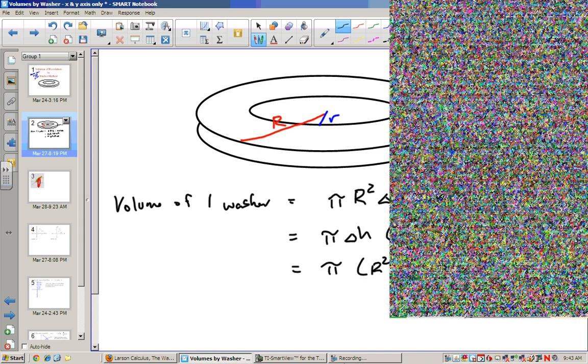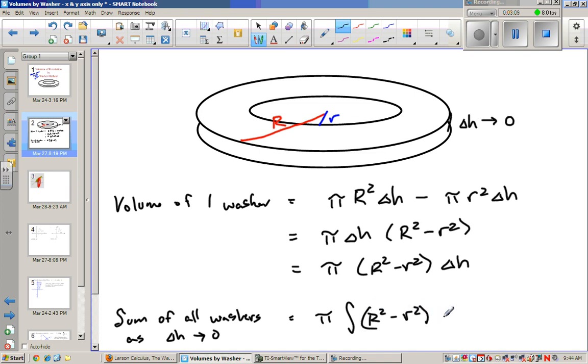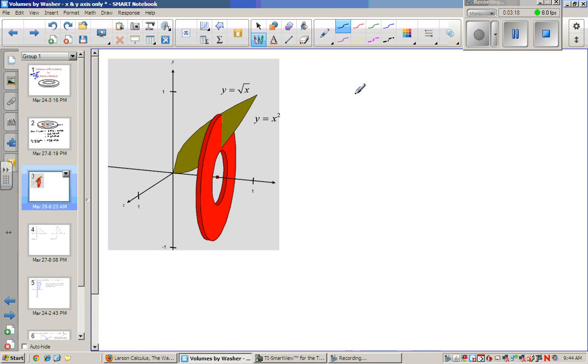So this is the volume of one washer, but if I want to have the sum of all my washers as delta H approaches 0, now I use an integral. I've got pi, the integral, big R squared minus little r squared, and as delta H approaches 0, we call it dH. That is the formula for washer method. All right, so let's try it out right here. I'll write the formula again. I've got pi integral big R squared minus little r squared dH.